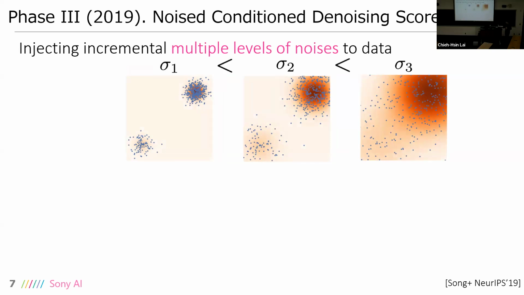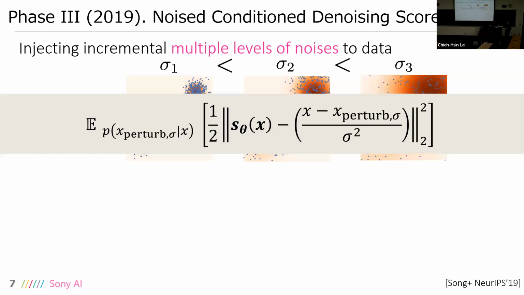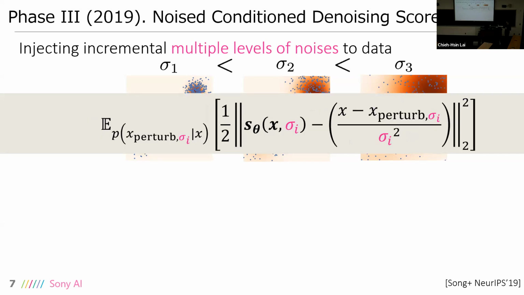And what's the benefit of doing this? If we prepare multiple levels of noise, your training objective will just be changed from this one, which is one level of noise, to multiple levels of noise, right? And because we have multiple levels of noise, we just sum them up during the training for this approximation. So what's the benefit of preparing an incremental, multiple level of noises to perturb your data?